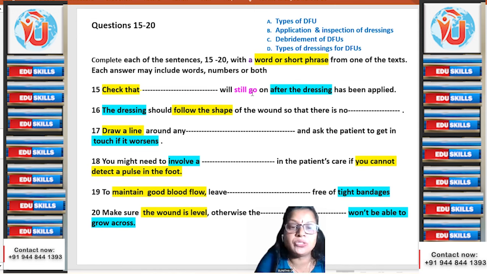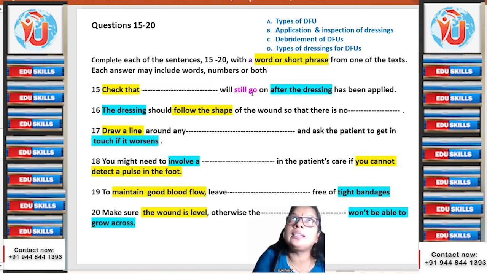18th one: you might need to involve a dash in the patient's care if you cannot detect a pulse in the foot. So the key phrase which is given is you cannot detect a pulse in the foot. Okay. So where do we have to go to find who to involve? That might be a person. Right.